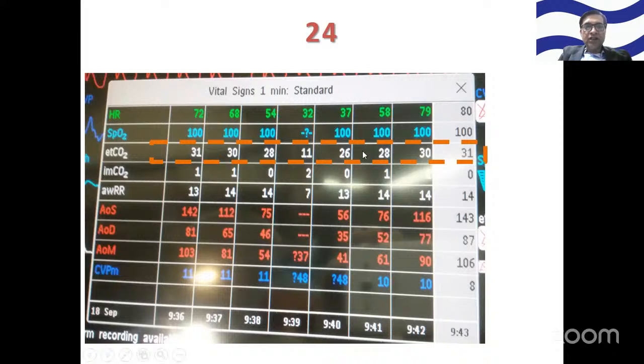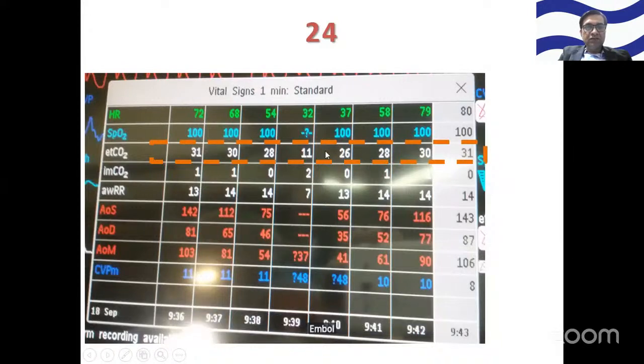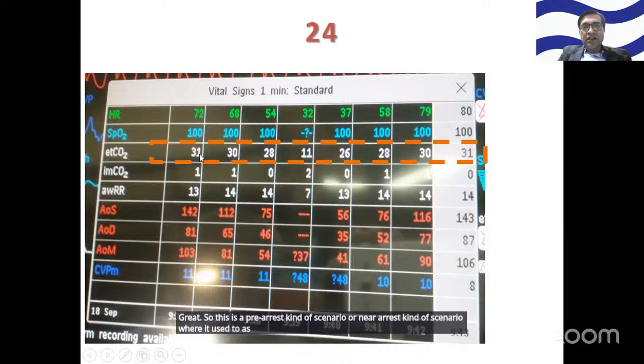If it is a low cardiac output, then why would the ETCO2 have started coming up over here? Embolism, in 1 minute, again it has recovered. Disconnection, vagal stimulation. Great. So this is a pre-arrest kind of scenario or near arrest kind of scenario where ETCO2 has started dipping.